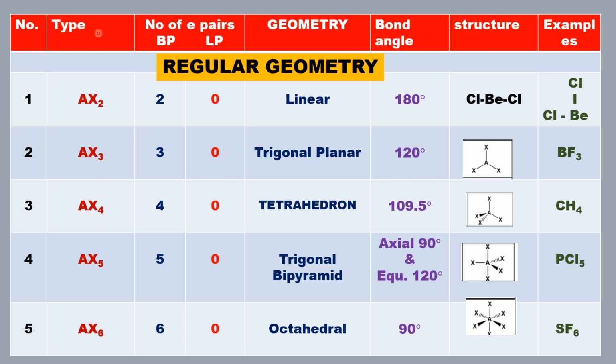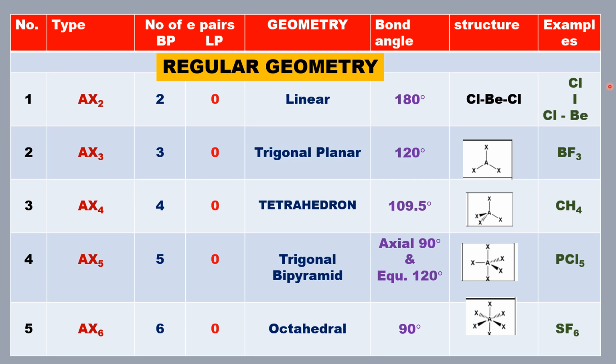Let us take first AX2. For example, beryllium chloride. In beryllium chloride, as you see, Be has two bond pairs. There are two types of arrangement. As you see here, this is a linear arrangement, and the other is perpendicular. The linear geometry is more stable because the bond pair repulsion is minimum.